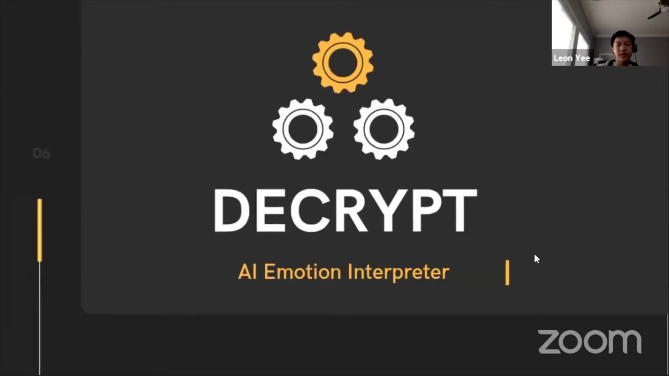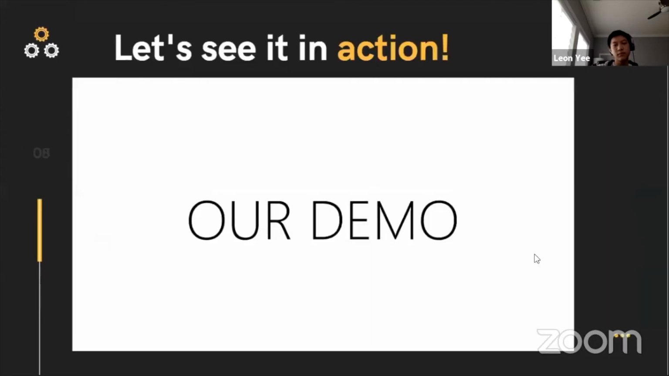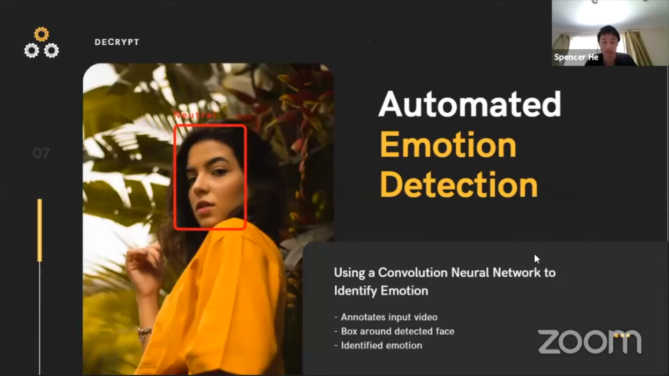Introducing our solution, Decrypt, an extremely versatile program that can be used in a multitude of places for daily use, helping those affected notice and interpret emotions. We use a combination of OpenCV, Python, Keras, and TensorFlow to build this project. As you can see on the left-hand side, our model will annotate the inputted video, drawing a box around the detected face, and then writing the identified emotion on the top left corner.